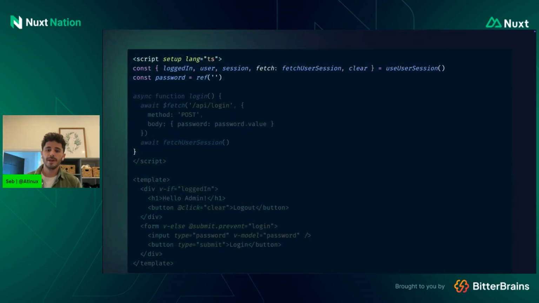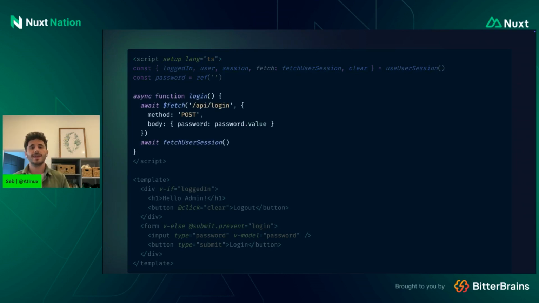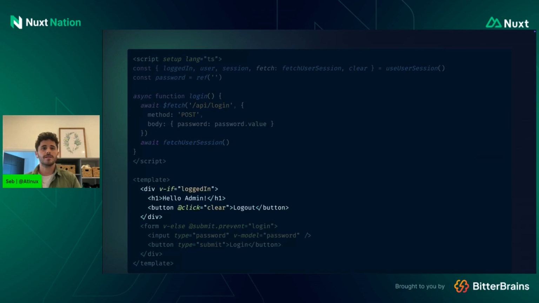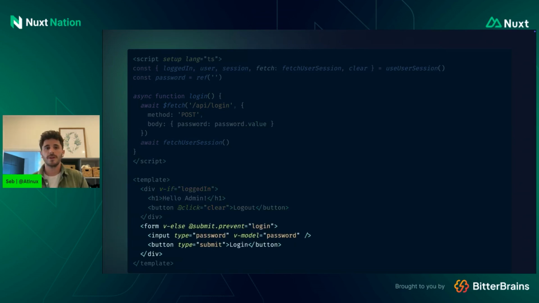Now let's work on our Vue page that uses our login API route. First we get the properties and we need to create the password ref. Then we create our function, which is making an API call to our /api/login route, giving the password as a body. And if the API call is valid, we refresh our user session. Then some HTML here. If we are logged in, we say hello admin with a button to clear the session. Otherwise, we display a form to log in with a password.